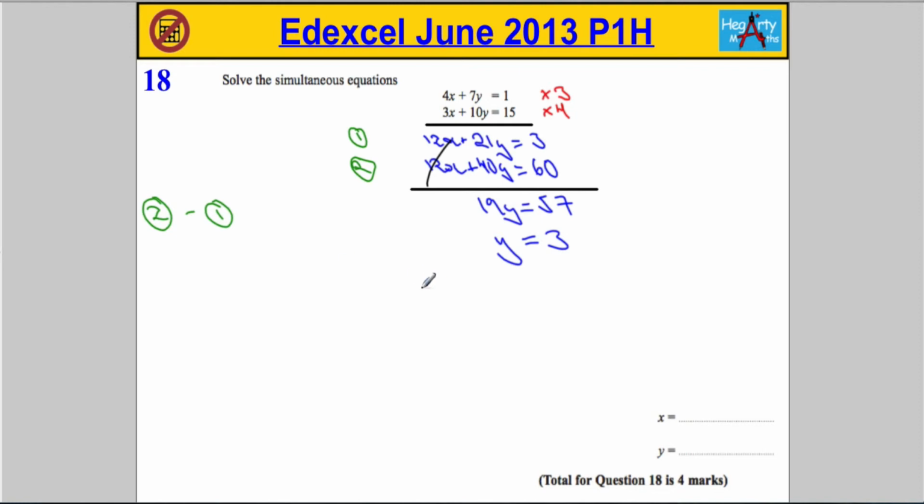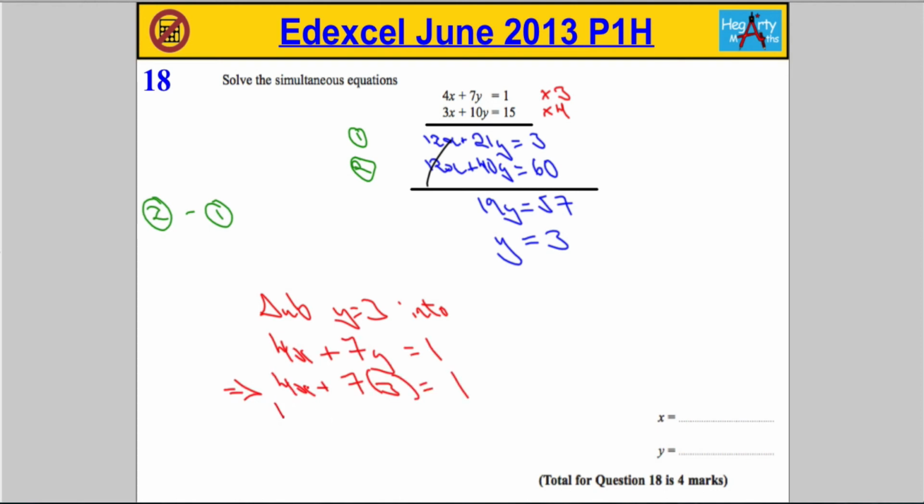So now that we know what y is, we're going to substitute back into any of the equations we have above. So I'm going to sub y equals 3, and let's go with the first equation. So I'm going to sub it into 4x plus 7y equals 1. When we sub that in, we're going to get 4x plus 7 lots of 3. Simplifying, 4x plus 21 equals 1.